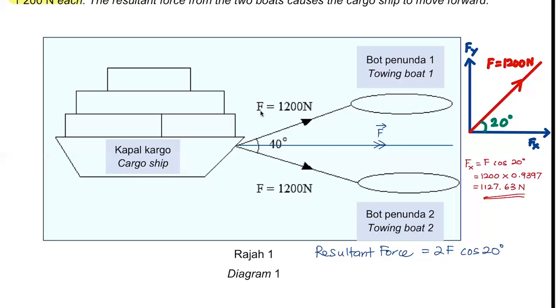We do not use 40 degrees. We use 20 degrees. So your answer will be 2 times the value that we got just now, 1127.63. So the final answer is 2255.26 Newton.